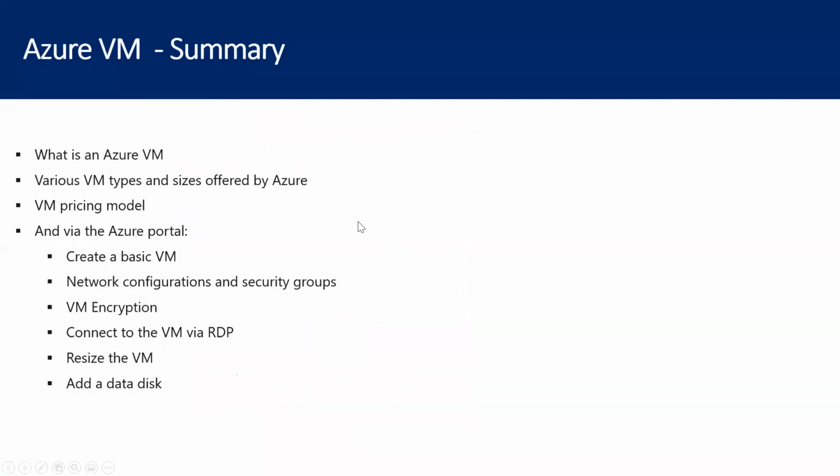So the summary, what we've seen today is what an Azure VM is, what are the various types and sizes offered by Azure, what is the pricing model: reserved, spot instances and pay as you go. And in the portal, we created a VM, did the network configurations and security groups, enabled encryption, connected to it via RDP. We resized the VM to a smaller instance and also added a data disk. And we briefly looked at the virtual machine scale set.